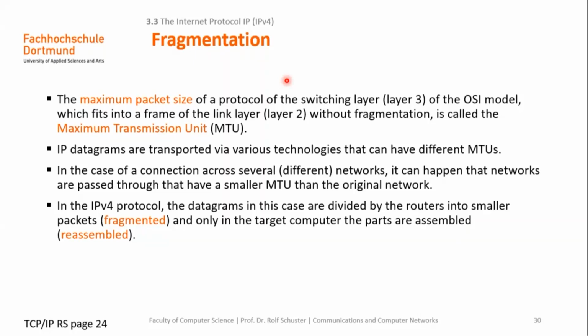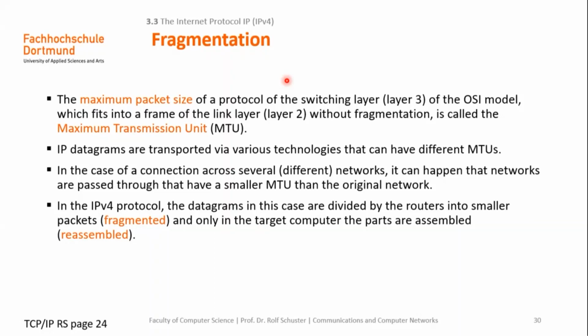And then the IP datagram could be transported via various different technologies that can have different MTUs. Typically, remember that, for instance, the Ethernet technology has an MTU of 1,500 bytes, but other technologies could have different MTUs, typically less than 1,500 bytes.